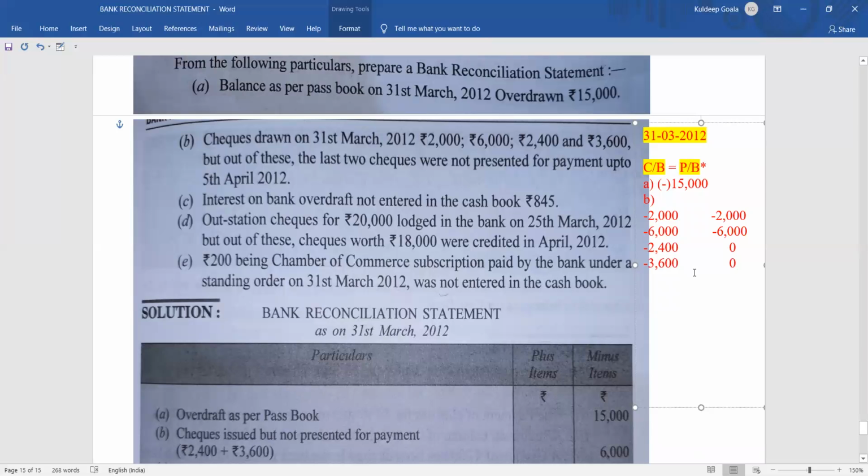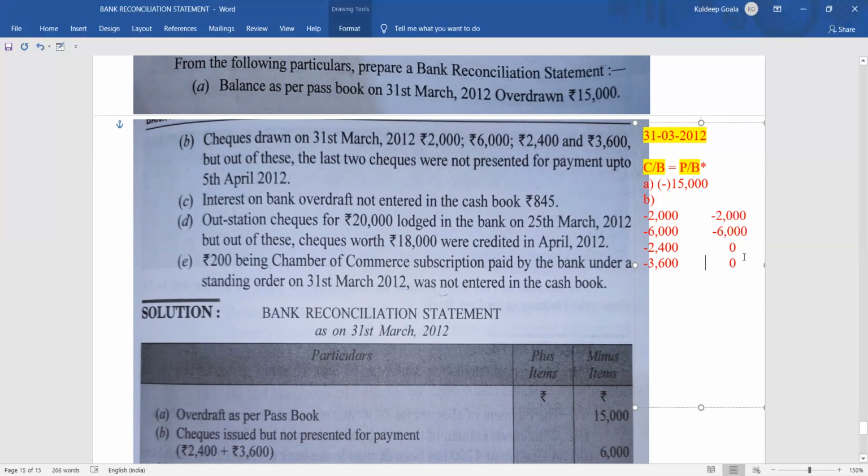So what we can see here is that 2000, 2000, it has been the same in both cases, because it is told that out of these four checks, the last two were not presented. So the first was done, the second was done, no problem with that. But where is the problem? The problem was in the last two. In the cash book, 2400 has been deducted and 3600 also has been deducted, but nothing has been deducted from the passbook because it was not presented, isn't it?